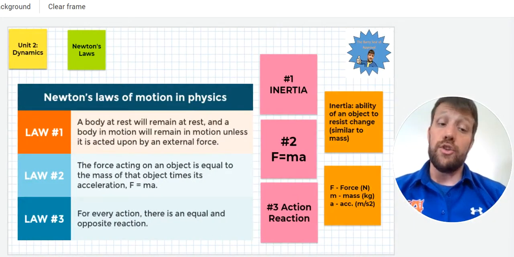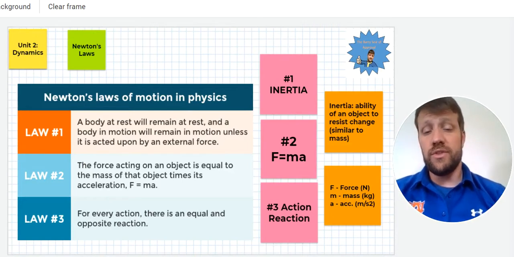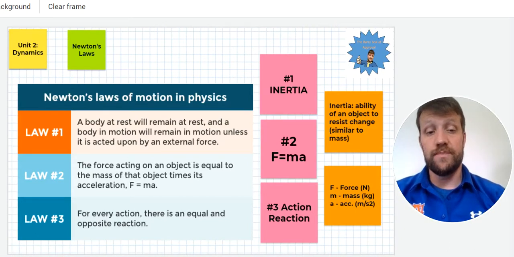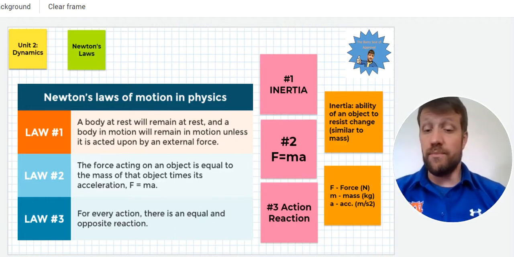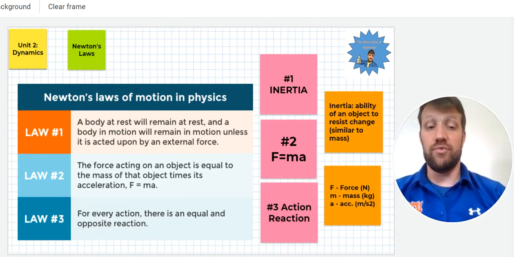Next thing to look at are Newton's laws that originally defined forces for us. He has three laws. The first: a body at rest will remain at rest, and a body in motion will remain in motion unless acted upon by an external force. It's very important, and we'll get to some of the brief definitions of these in just a moment. The second law says that the force acting on an object is equal to the mass of that object times its acceleration, or F equals ma. And then finally, the third one: for every action, we have an equal and opposite reaction.